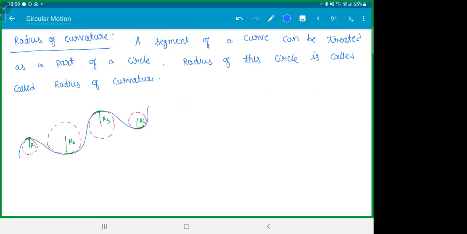So when you go to Imagica and see that Nitro ride, which looks like this, in reality, every section here is a circle. This thing is another circle. This is another circle. So what they join is different arcs, and each arc has a different radius of curvature.